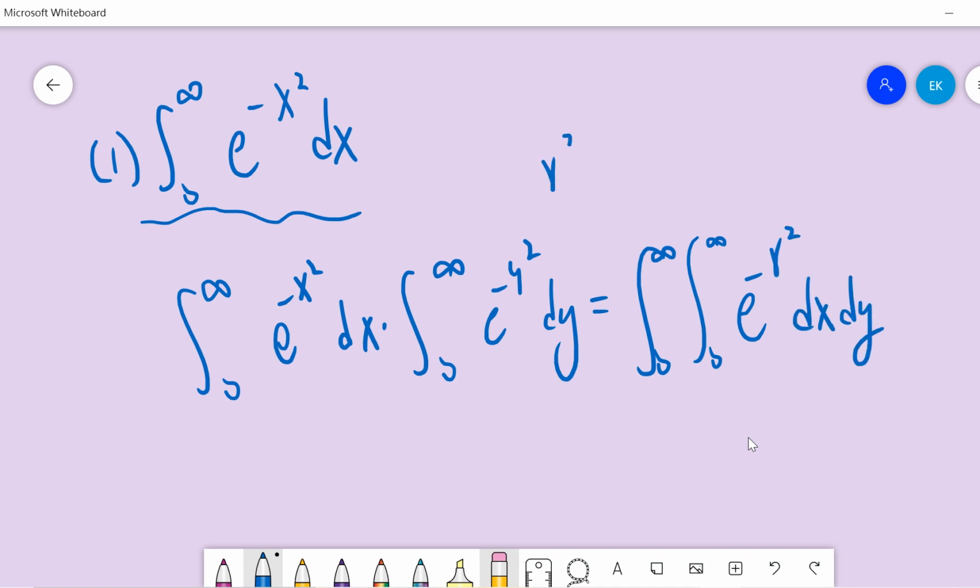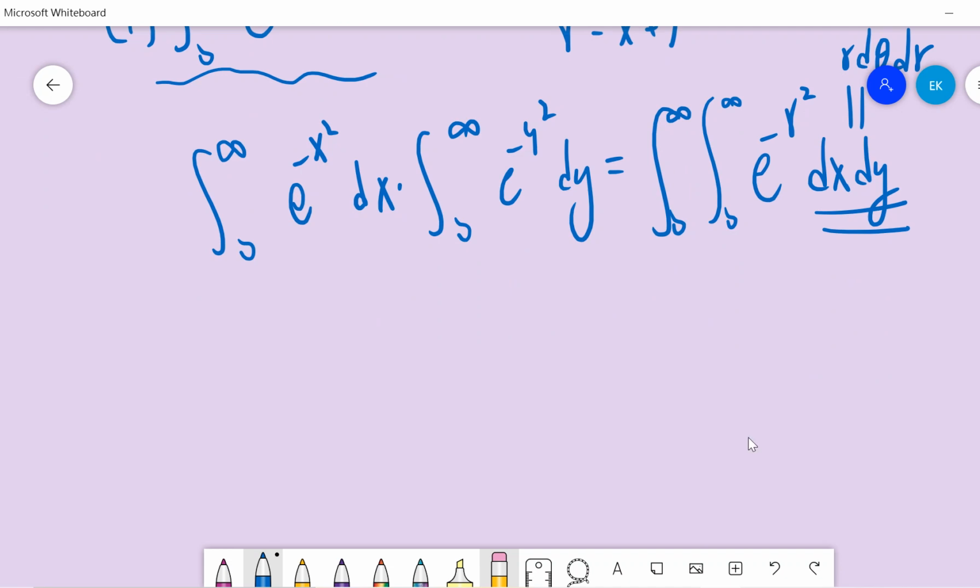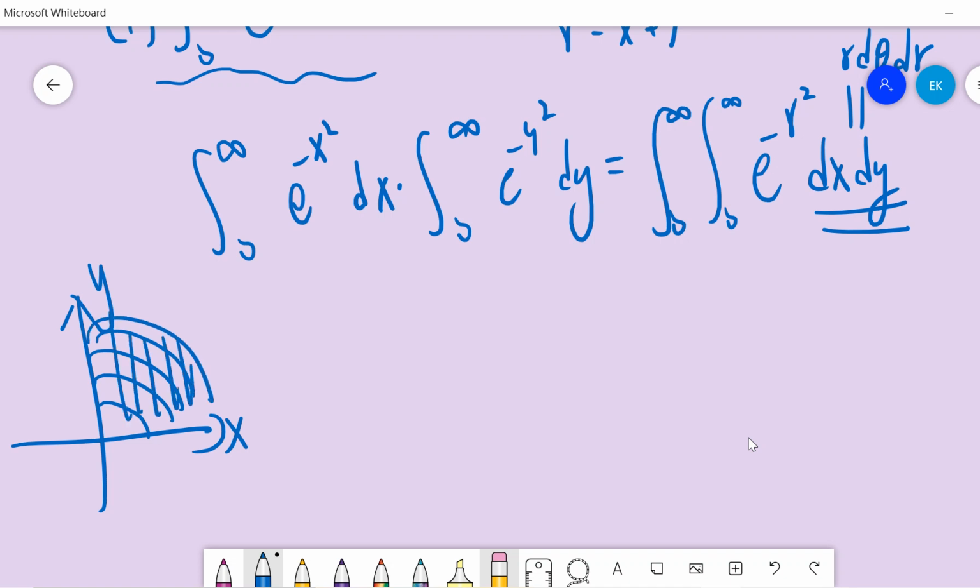Notice that we use polar coordinates. Remember that dx dy will be r dr dθ. Now you know that our integration region is the infinite radius circle, and this theta is 0 to 2π, or 0 to π/2.